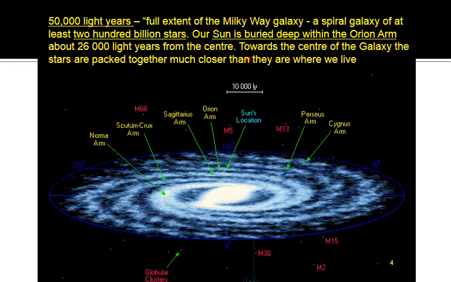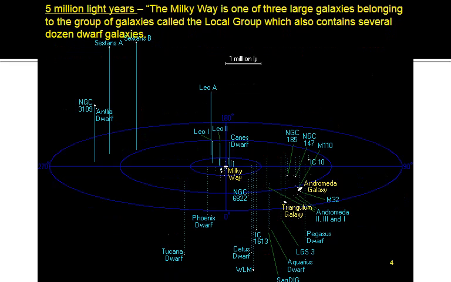So we go to 50,000 light years, we can see the full extent of the Milky Way galaxy, and we're looking at 200 billion stars, which is, again, these numbers are just staggering. They're hard for us to picture. The sun is buried deep within the Orion Arm, about 26,000 light years from the center. And towards the center of the galaxy, the stars are packed much closer together. But we're here in the Orion Arm, just where we need to be. Any closer, any further away, life would be impossible.